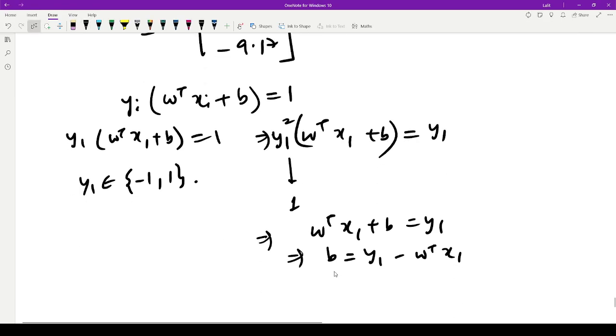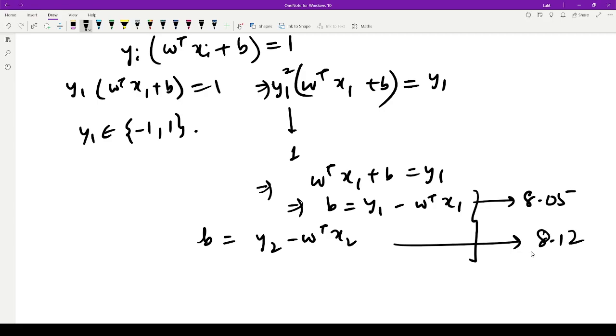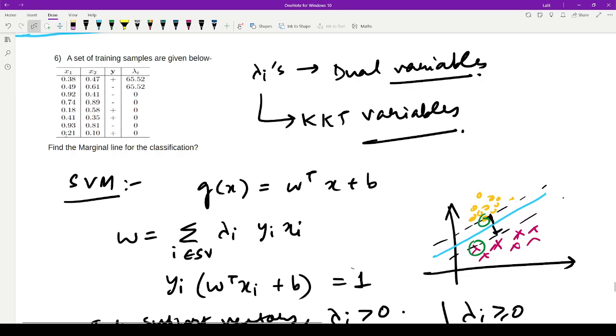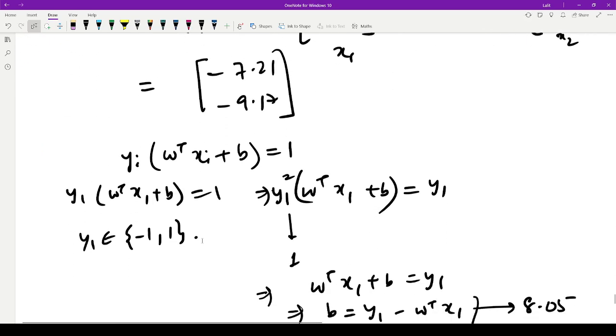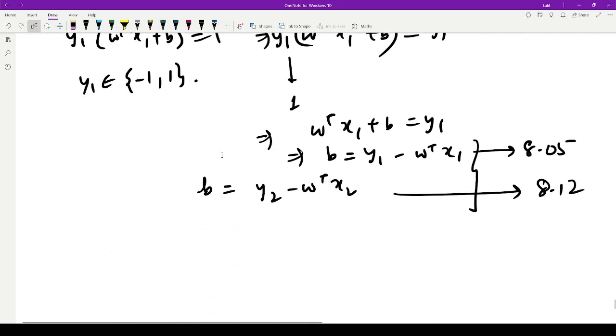Okay. So similarly, we can also compute b from y2, which is... So if you compute b from y1, it gives us 8.05, and if you compute b from y2, it gives us 8.12. So here in this question, the problem is the numbers are not accurate enough. There are some approximations done. That's why you are getting two different b's with different data points. Otherwise, both the b's should be the same.